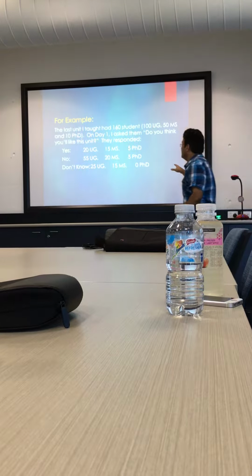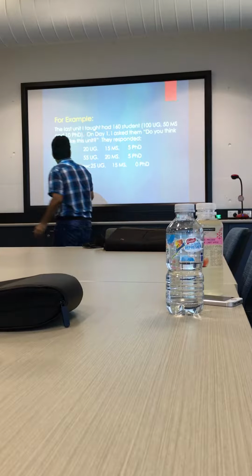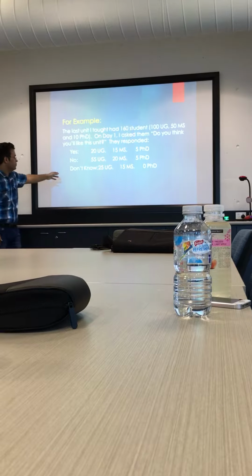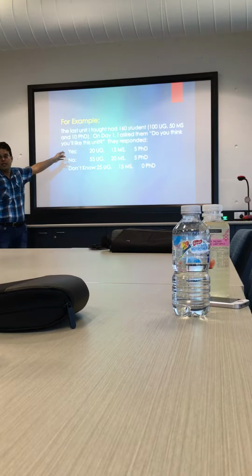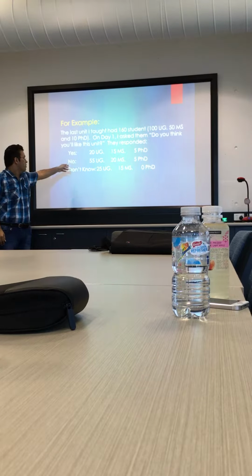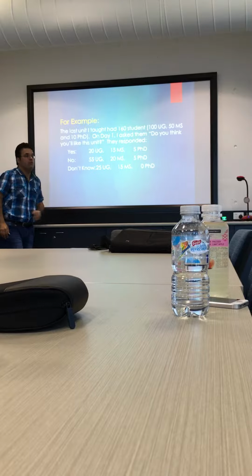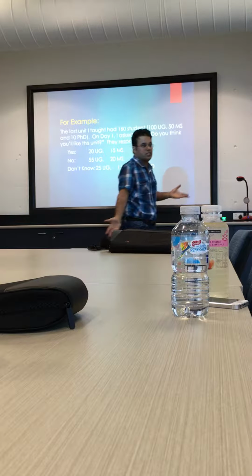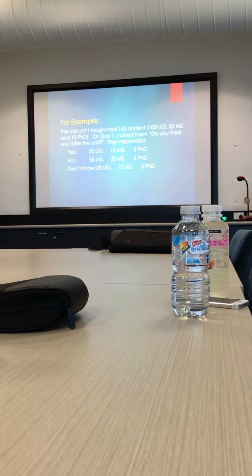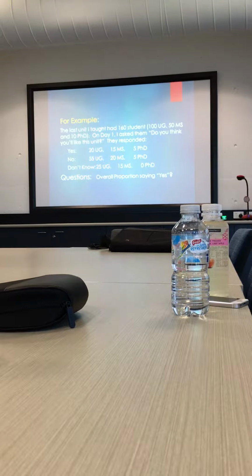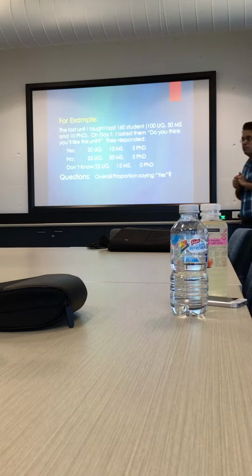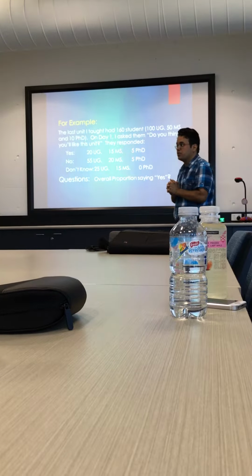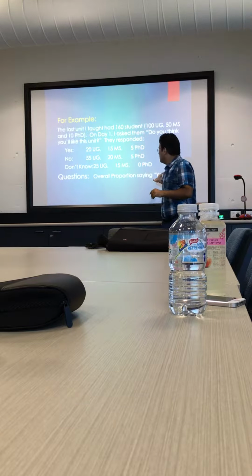Okay, now I ask it. We have these numbers: the number who said yes, we like this unit, the number who said no, and people who didn't know, who hasn't any opinion. So the question said, overall proportion saying yes. Okay, this is a little bit of mathematics. How can I answer this?